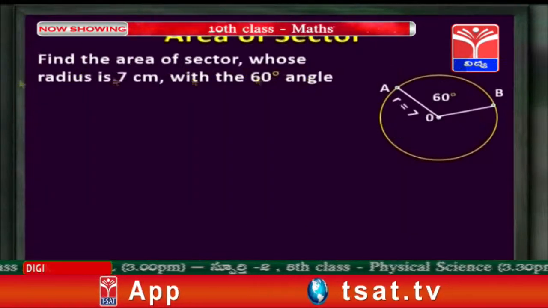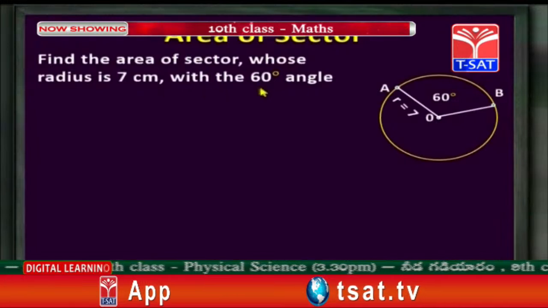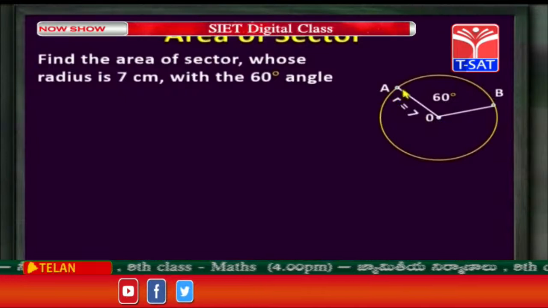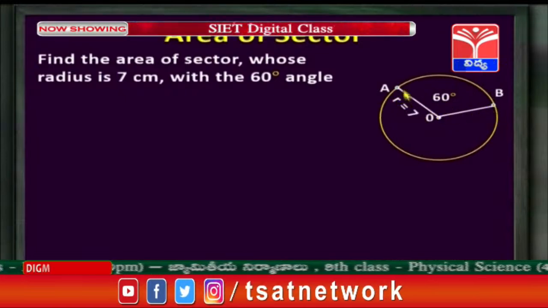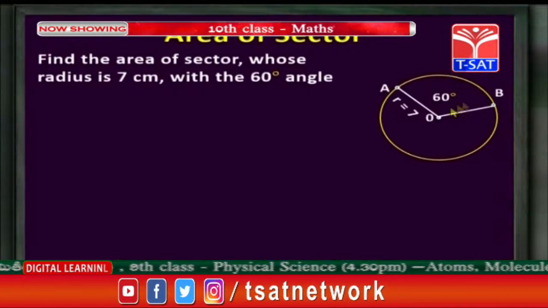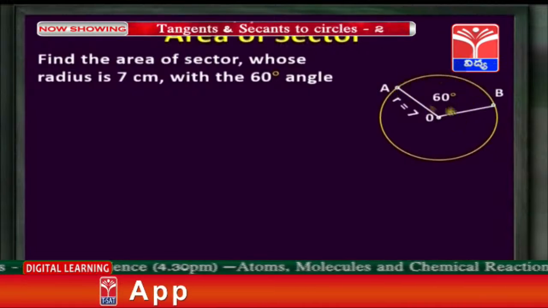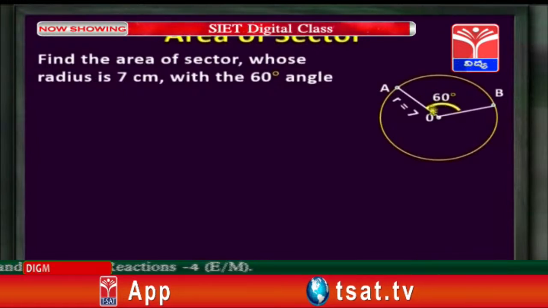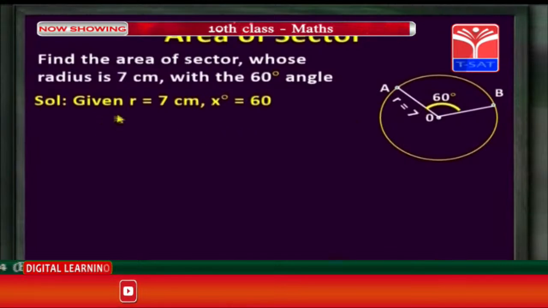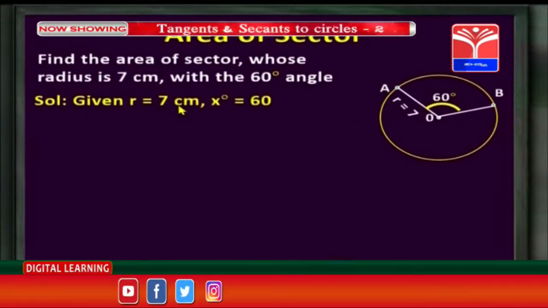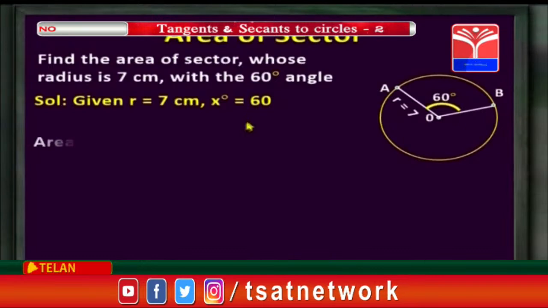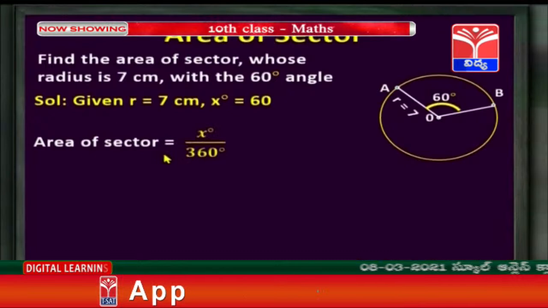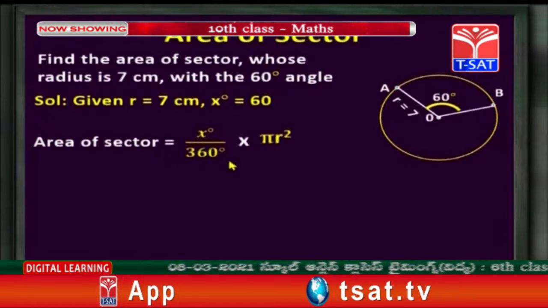Find the area of a sector whose radius is 7 with a 60-degree angle. So this is the circle, OA and OB are radii, and OAB is a minor sector. Now how to find the area of this sector? Given angle is 60 degrees and given r is equal to 7, and x degrees is equal to 60. Now we know the formula. What is the area of sector formula? It is x by 360 into pi r square.